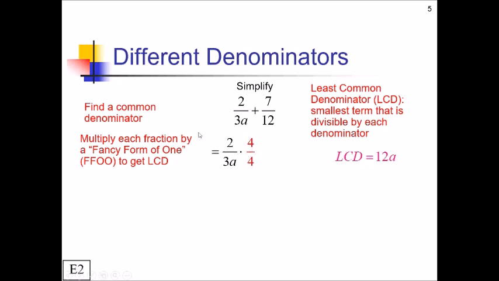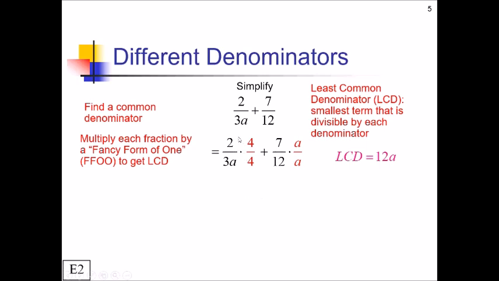Now, the reason I call this a FFU, a fancy form of 1, because what is 4 divided by 4? Oh, it's just 1. I'm allowed to multiply by 1. 1 does not change the value of the thing that I'm multiplying it by. That's what makes this legal. We're not changing the value of this fraction. We're just giving it a little makeover to make it more useful. We're going to do the same thing with 7 over 12 now. In order to make that 12 into a 12a, I'm going to have to multiply that fraction by a over a.